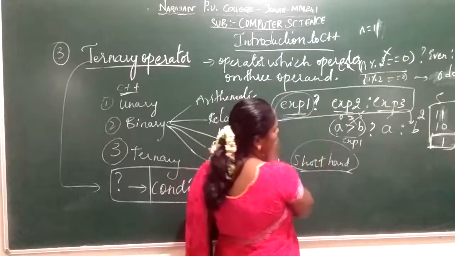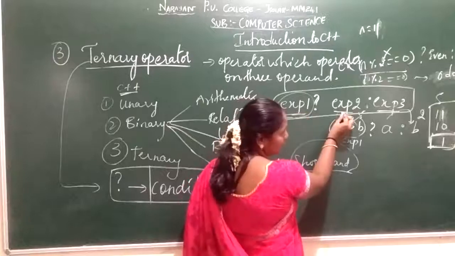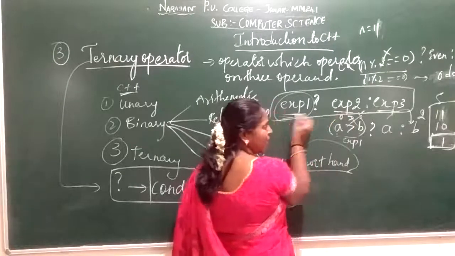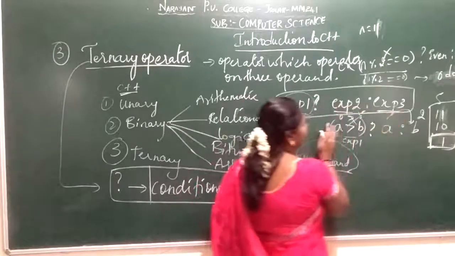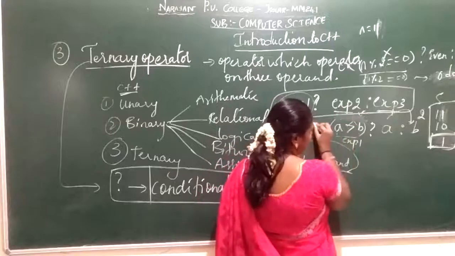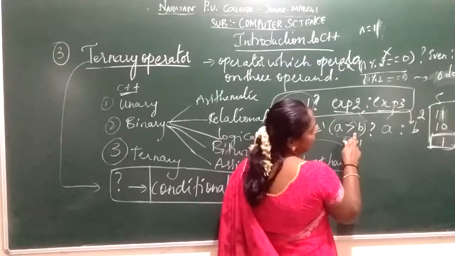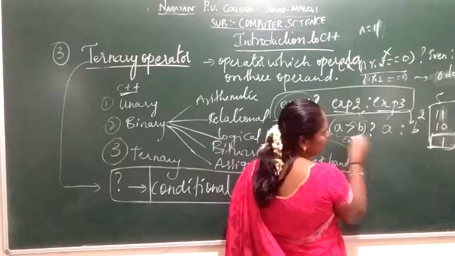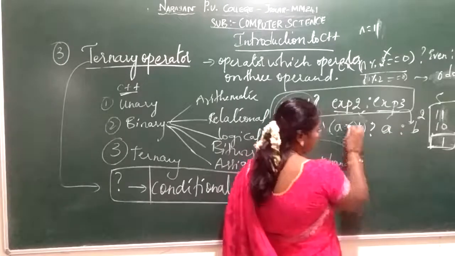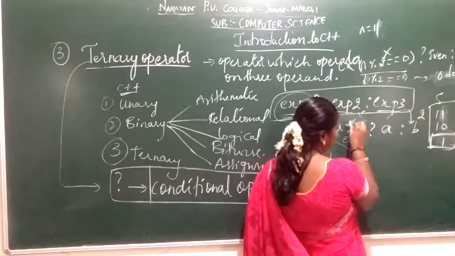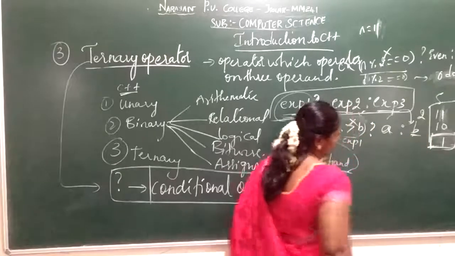Expression 1 is evaluated. If it is true, expression 2 is executed. If expression 1 fails, expression 3 is executed. The example is A is greater than B. If this A is greater than B, A is executed. If A is not greater than B, that is if this condition fails, B is executed.